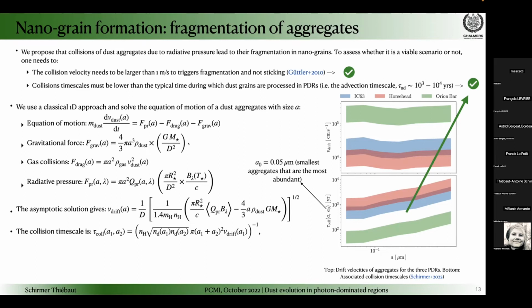So the collisions have time to happen, and collisions lead to fragmentation. So this is a viable scenario to explain the nanograin formation in a PDR.